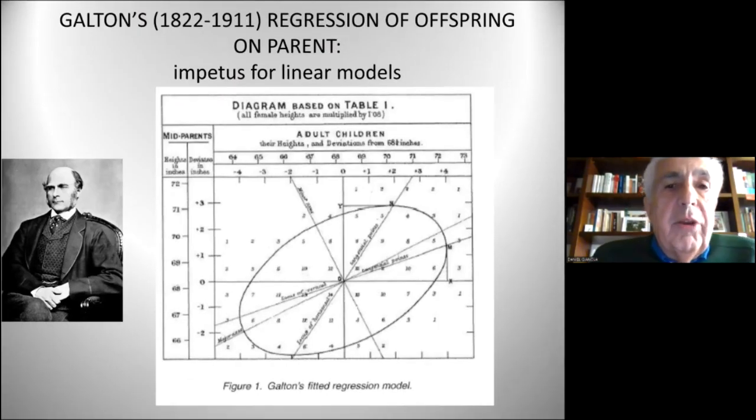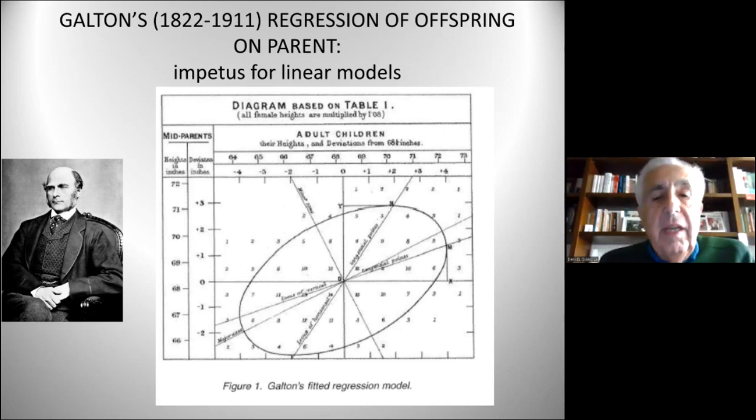Before Mendelian laws were established, an important contribution was that of Sir Francis Galton, who discovered an association between the average height of parents and the average height of children. And he noted that children of very tall parents were on average smaller than the parents, and children from very short parents were on average taller than their parents. And he called that phenomenon regression to the mean, which of course was immediately related to Gauss and Legendre's least squares. So that gave an impetus for the use of linear models in genetic improvement, as we will see later on.